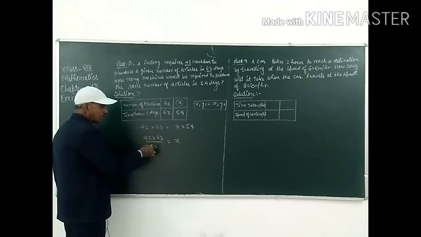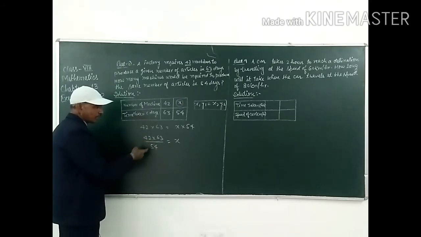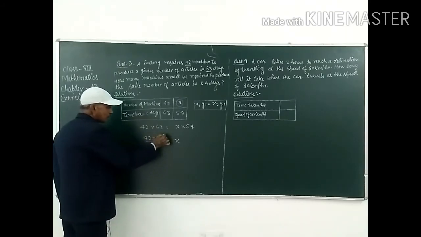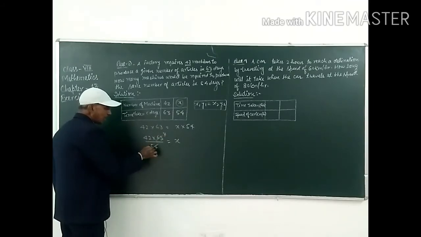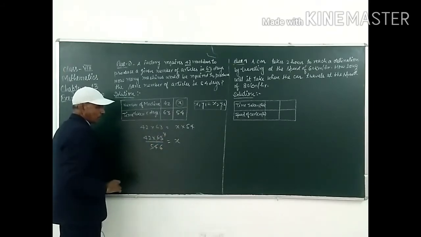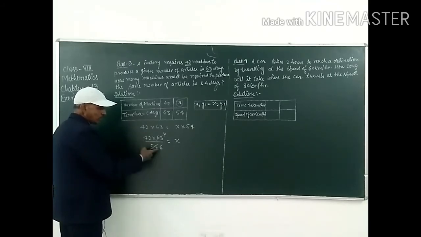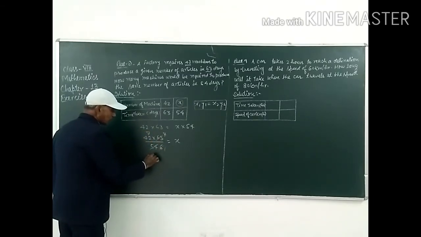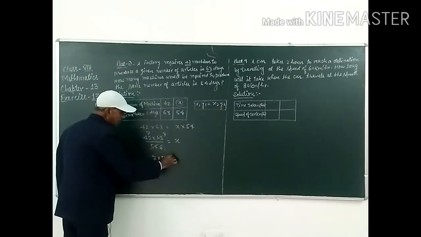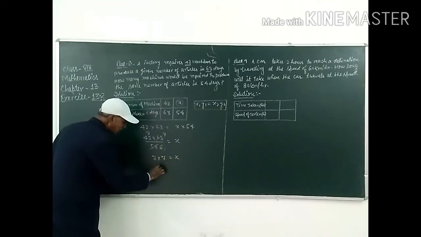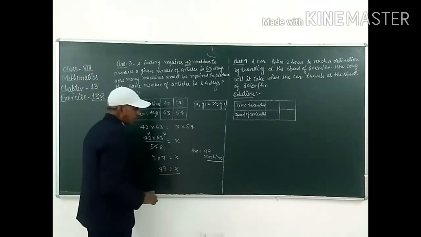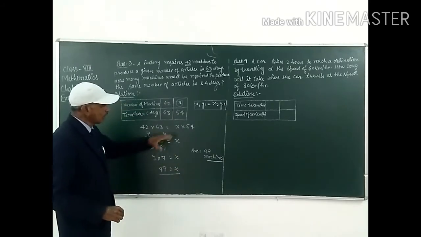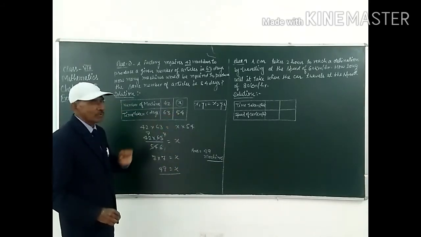Now 63 and 54, these numbers come in the table of 9. So 9 sevens are 63, 9 sixes are 54, and 42 is divided by 6: 6 ones are 6, 6 sevens are 42. So this will be 7 into 7 is equal to x. 7 sevens are 49, so x is equal to 49. The number of machines would be 49 if we want to complete this job in 54 days.